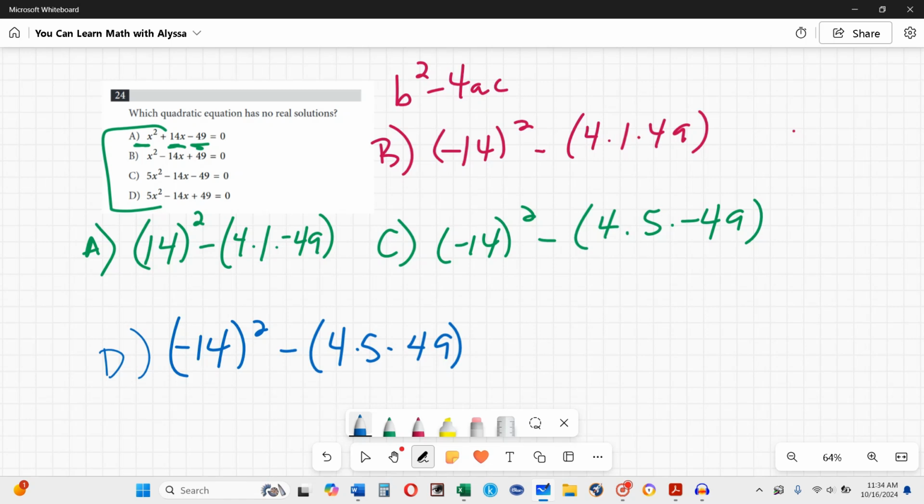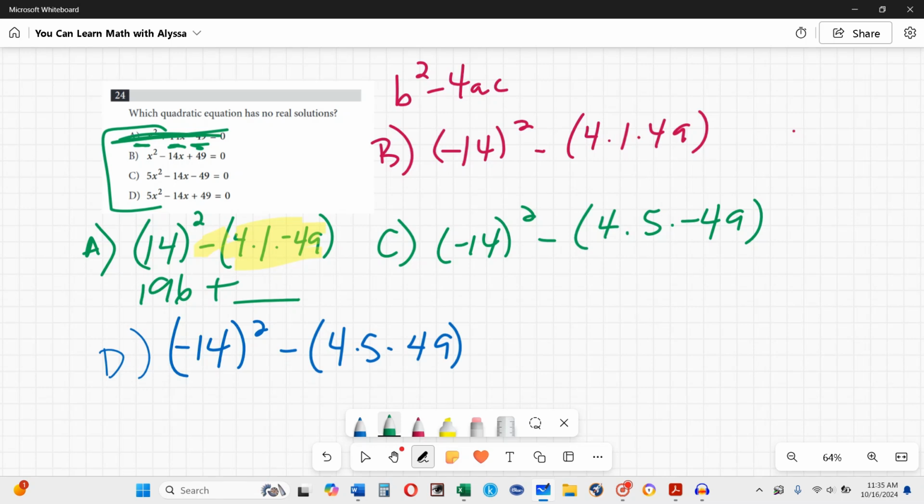Okay, so first A, 14 squared is 196. Now, 4 times 1 times negative 49. I don't actually have to do this math because when I look at this, 4 times 1 times negative 49 is a negative number. And if I am subtracting a negative number, that's the same as adding a positive. So I have a positive 196 plus another positive number. It doesn't matter what that positive number is. I know it's not going to be less than 0. And I'm looking for the one that's less than 0. So no, A is out right away.